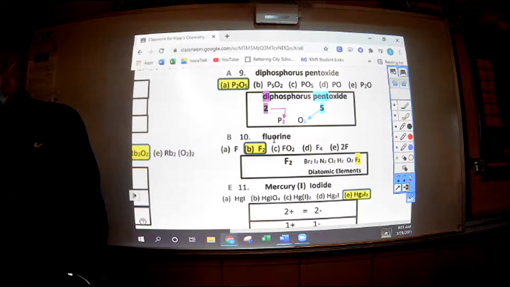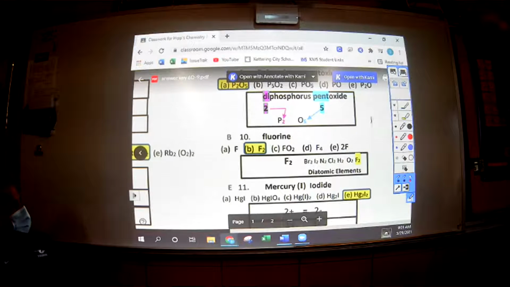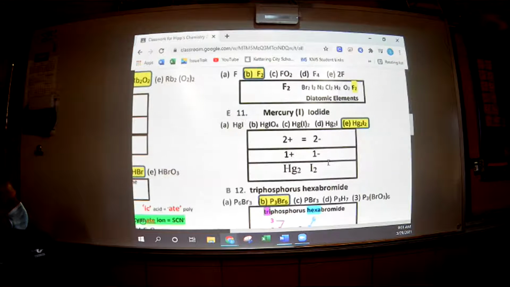Brinkelhoff is the easy way to remember which ones are always found in 2s. BrINClHOF. Did we do number 11 in class?